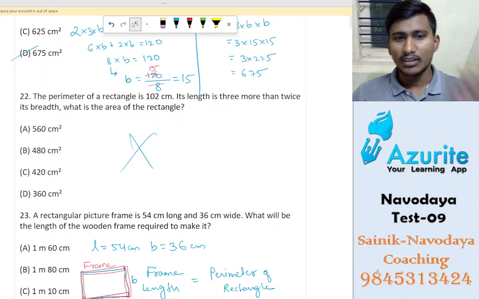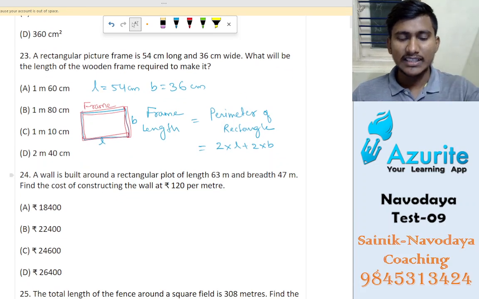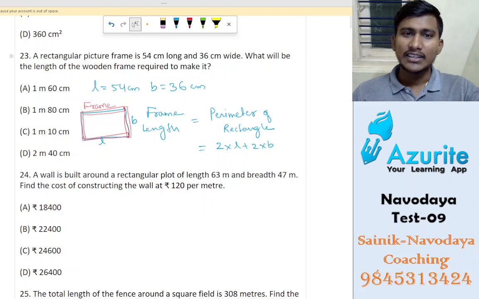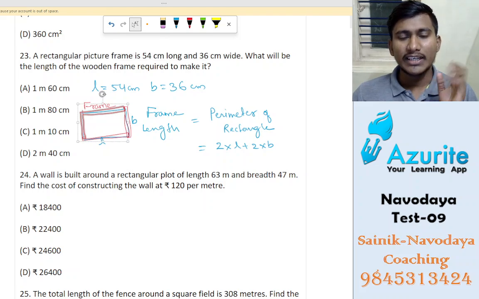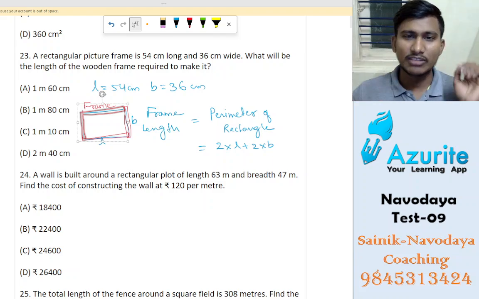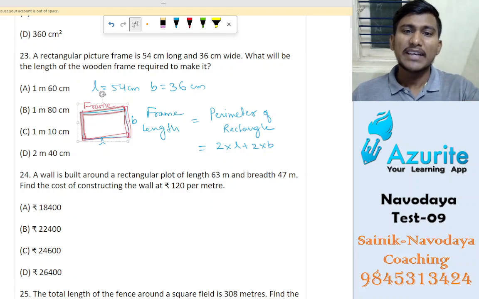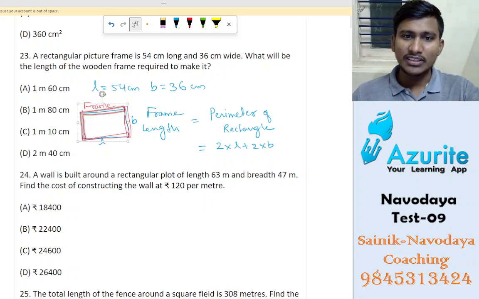23, can you scroll down a little bit, sir? So now see here, 23 question. A rectangular picture frame is 54 meter long and 36 meter wide. We know a rectangular frame will be like this, a wooden frame. You may have seen a photo. It will be inside, so the frame will be on the perimeter, right?